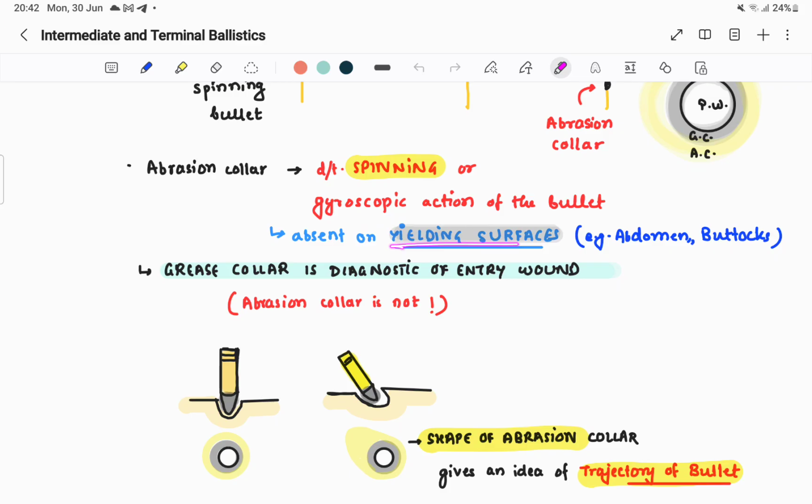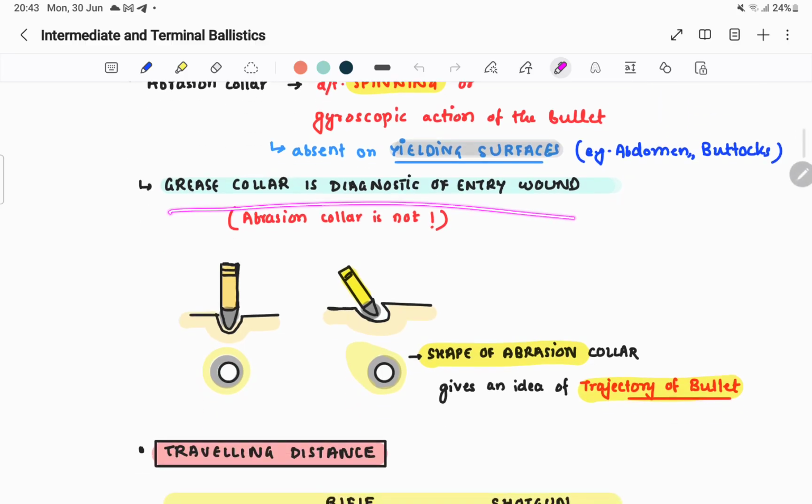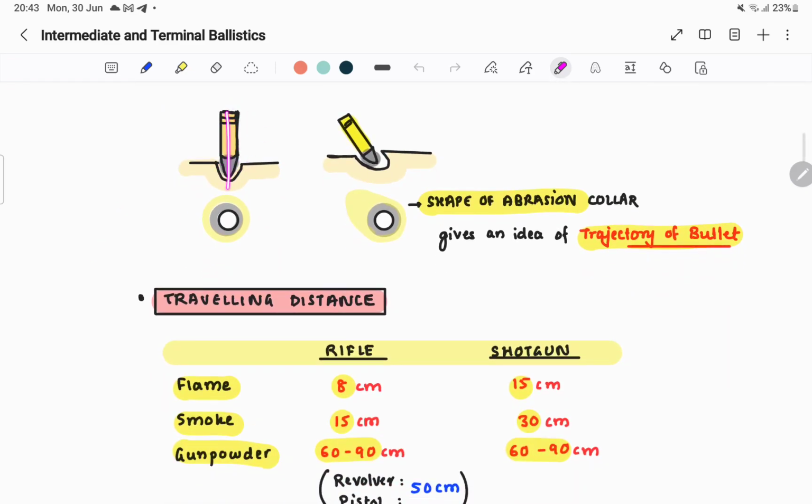It is absent on yielding surfaces. Let's say on the abdomen or buttocks, which have high fat. These are called yielding surfaces. There is not much spinning here. So abrasion collar is absent on yielding surfaces. Grease collar is diagnostic of an entry wound. Abrasion collar is usually present in an entry wound, but which is diagnostic? Grease collar.